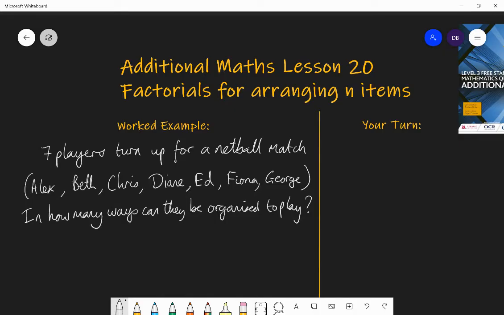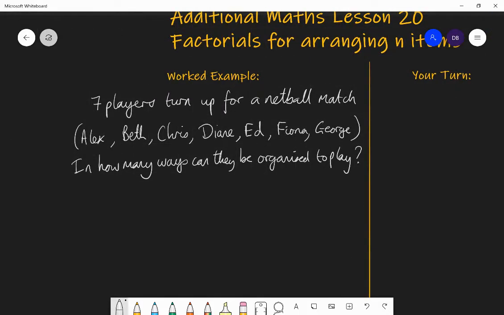Let's say 7 players, Alex, Beth, Chris, Diane, Ed, Fiona, George, turn up for a netball match. Okay, and we're asked how many ways can we organize them to play? Okay, so in a netball team, there are 7 different positions and there are 7 different players who've turned up for those. So it'll help us to just show all those 7 different positions as slots to fill. So 1, 2, 3, 4, 5, 6, 7.